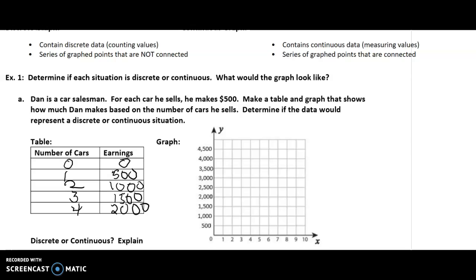So let's first fill in the table. Again, for Dan, he'll make $500 for every car he sells. So if he doesn't sell any cars, then he's earning $0. One car, $500. Two cars, $1,000. Three cars is going to earn Dan $1,500, and since he's making $500 per car, 4 cars is going to earn Dan $2,000.